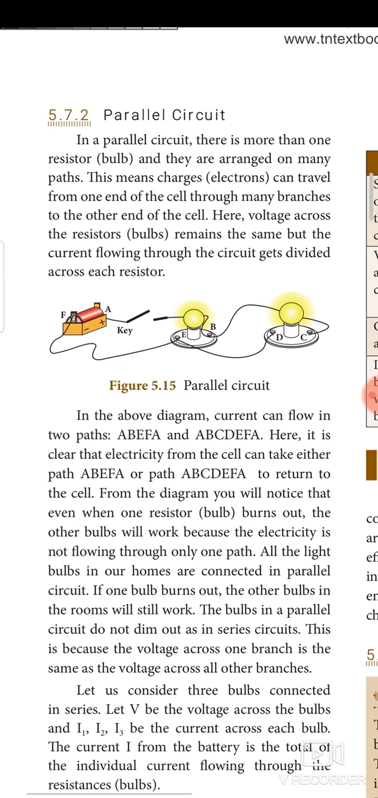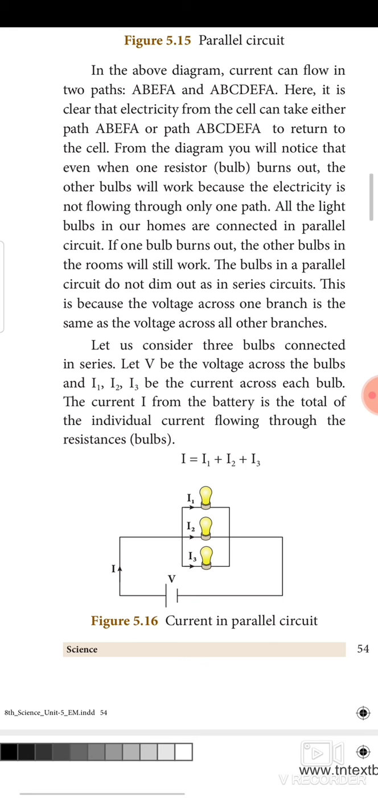Here, if one resistor is out of work, it will not interrupt the flow of current, and it will flow through the other bulb and it will burn. Okay, so what is I? I is equal to I1 plus I2 plus I3.